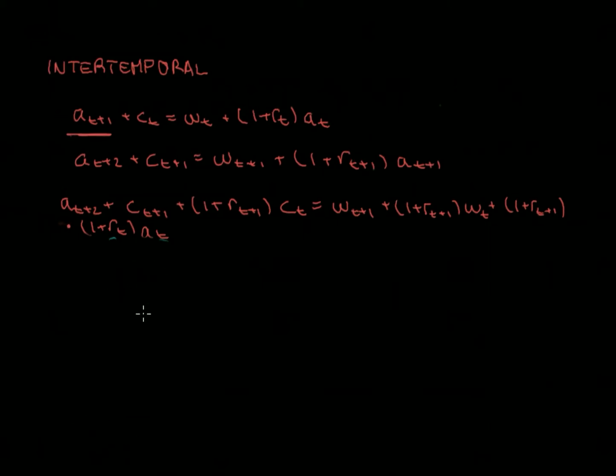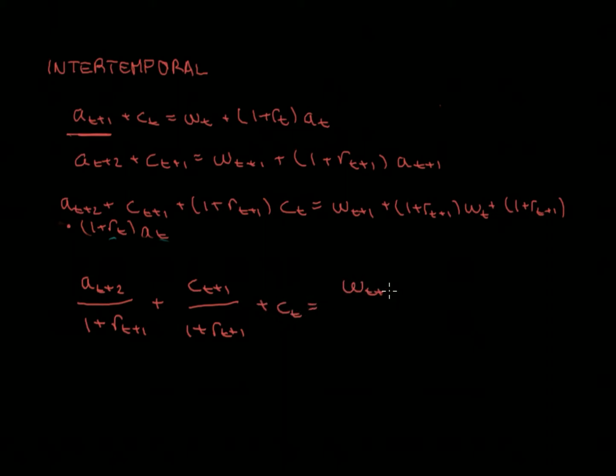Now to continue, what if we divide both sides by 1 plus R_{t+1}? What we obtain here would be A_{t+2} divided by (1 plus R_{t+1}) plus C_{t+1} divided by (1 plus R_{t+1}). Of course, we can do further substitutions again, with A_{t+2}, A_{t+3}, till A_{t+T}. So we can do all those substitutions.